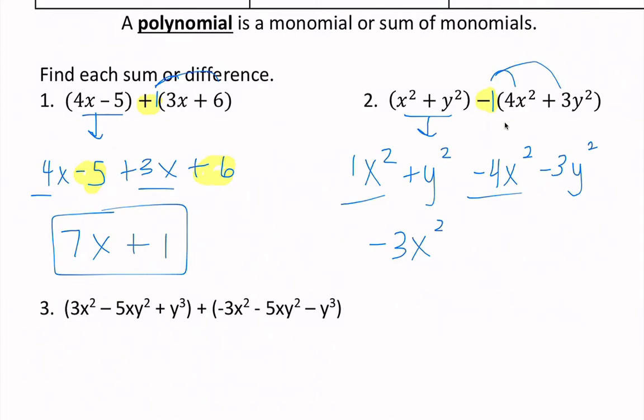And then I have y squareds here and y squareds here. So this is a 1 and a -3. 1 plus -3 is a -2, and those are my y squareds. So notice I have two different terms. This is what you call a binomial.